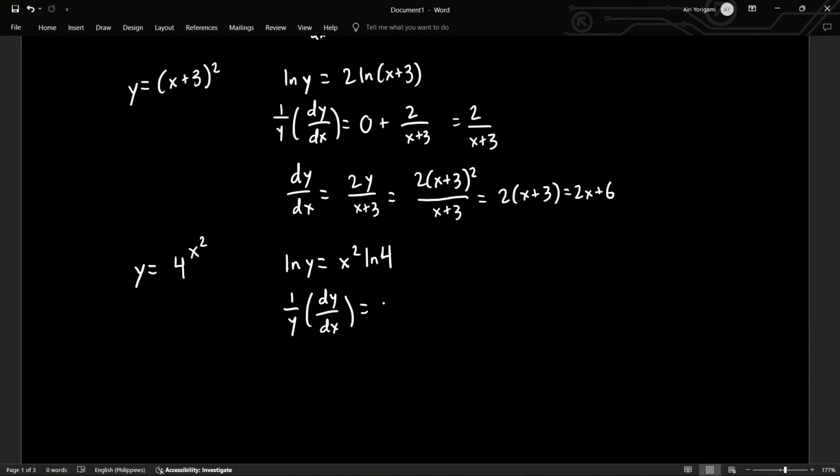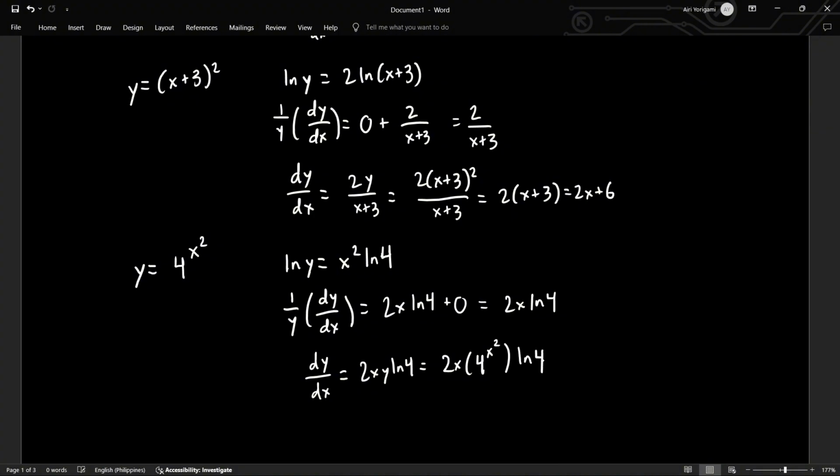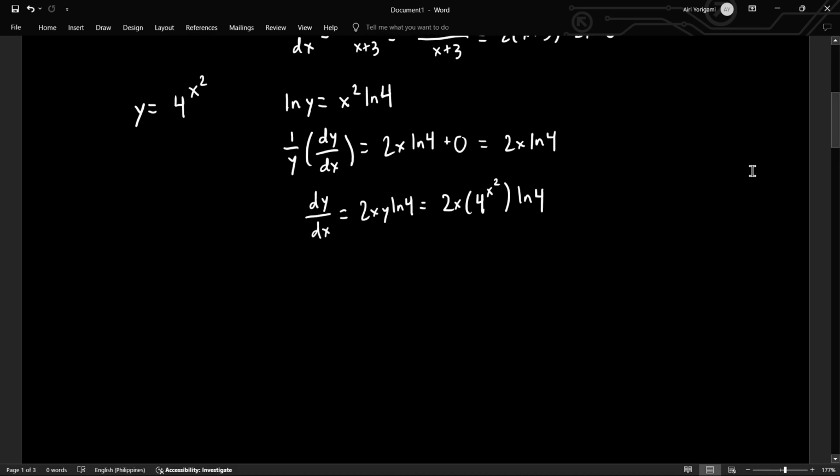So x squared, derivative of x squared is 2x. Then copy this. Then that's equal to 0. So this is 2x ln 4. dy over dx would now be equal to 2xy ln 4 or 2x times 4 raised to x squared ln 4, which is the same thing that we will get if we use the number raised to a variable.